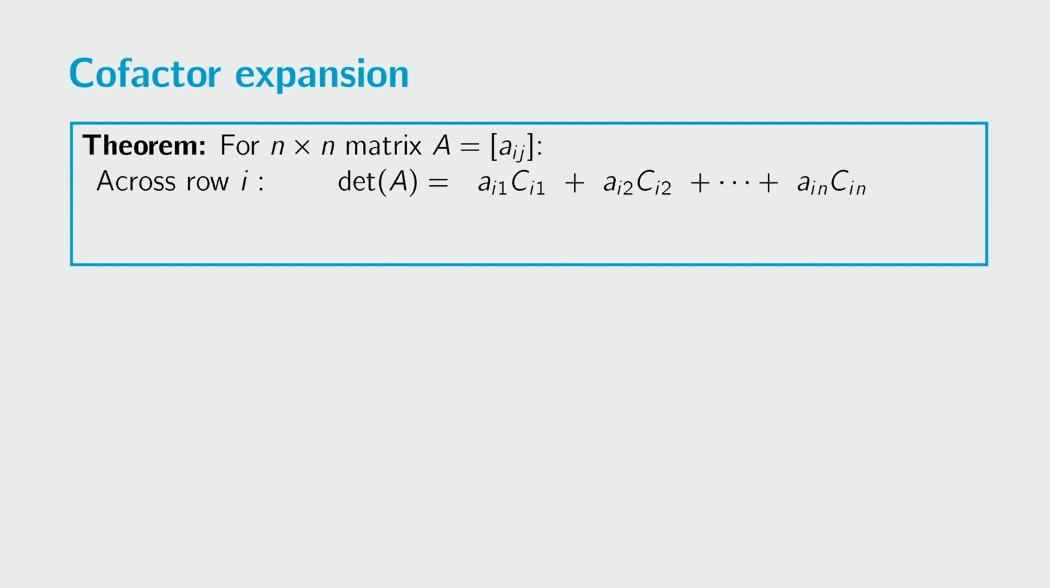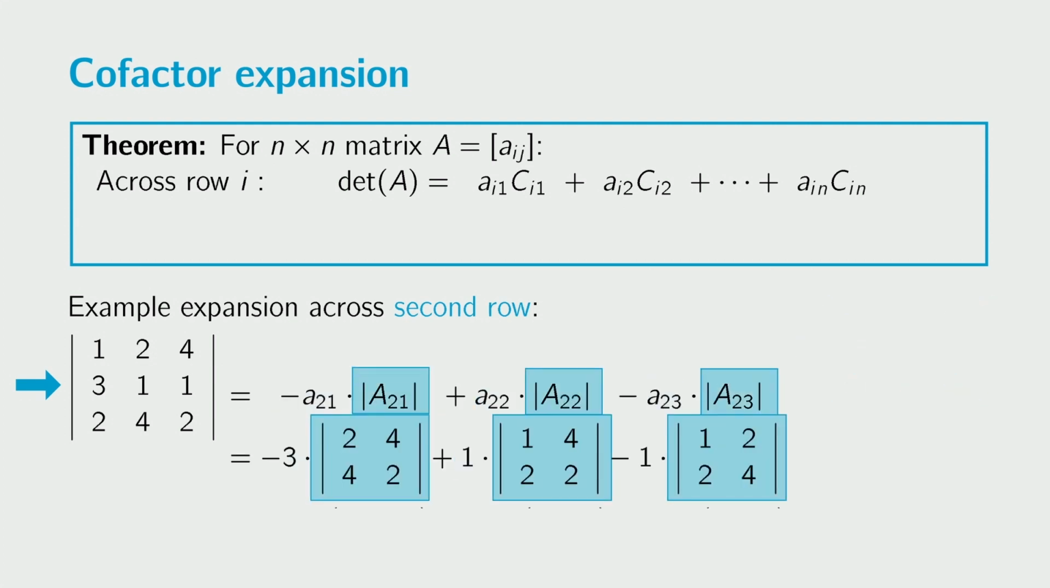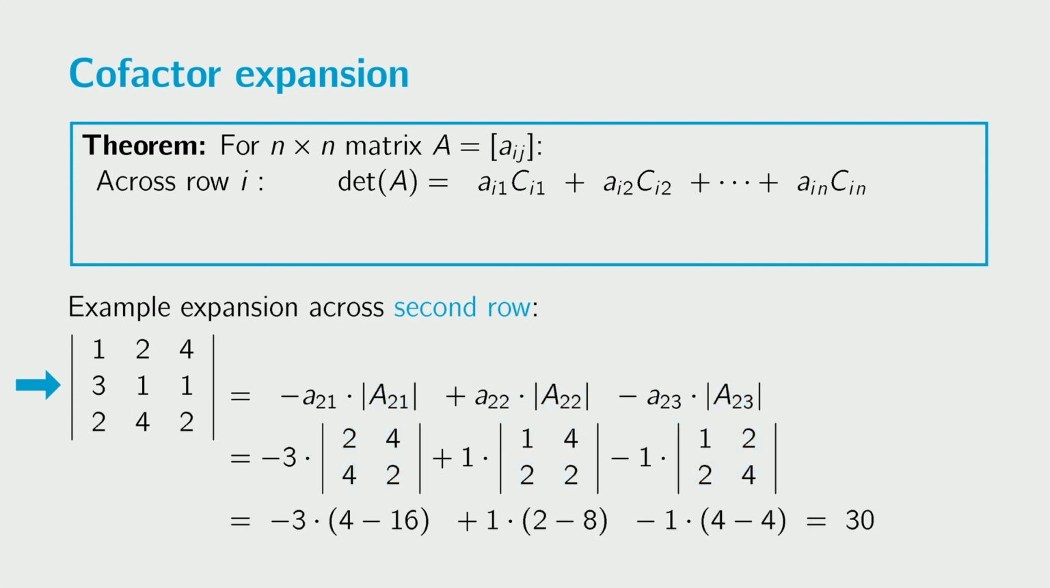You can rearrange the terms of the cofactor expansion, and as it turns out, you can just as well expand across one of the other rows. This is the formula for the expansion across the ith row. For example, we can expand the determinant of the same matrix across the second row. Signs, elements, determinants of submatrices. And indeed, we get the same value for the determinant. Isn't that neat?